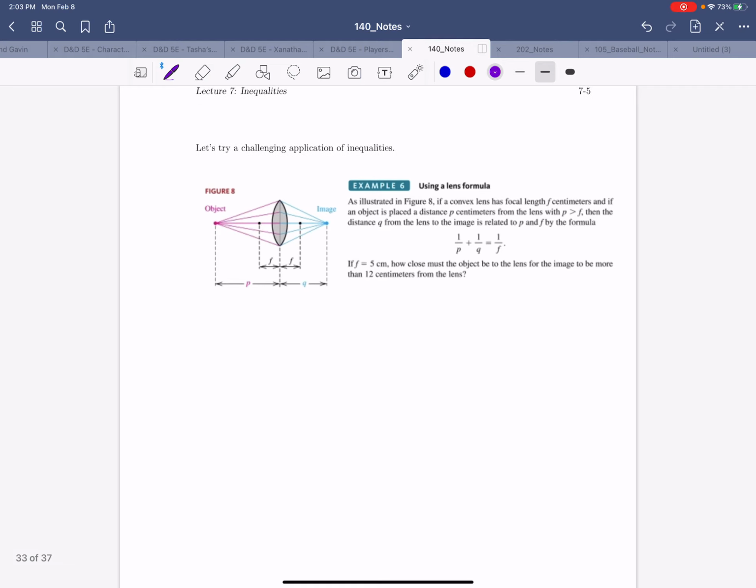Hey all, let's solve that challenging application problem that we didn't get to in class. Remember, we're solving inequalities, so our answer is going to be an inequality. So remember, we've got this object. It's a pretty cool situation, right?